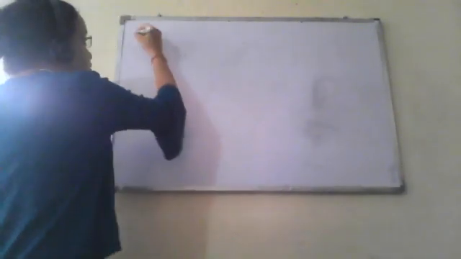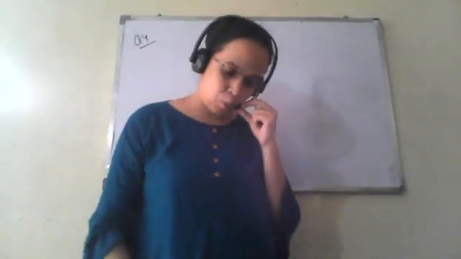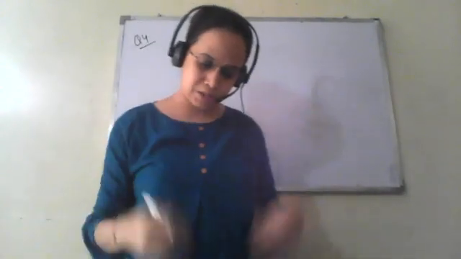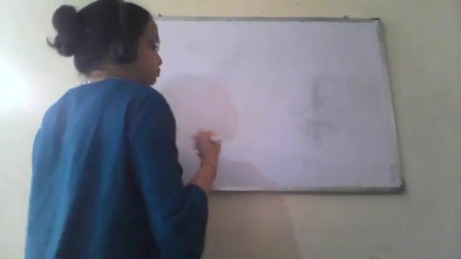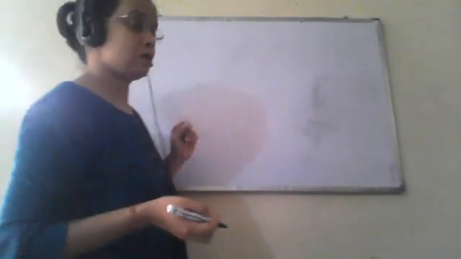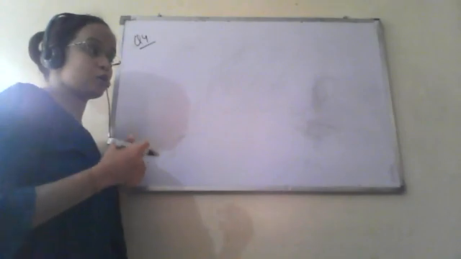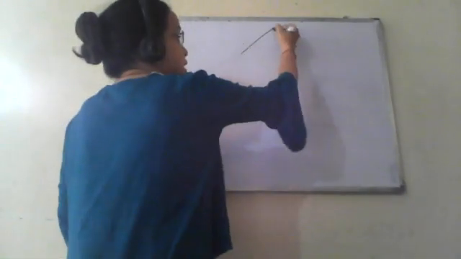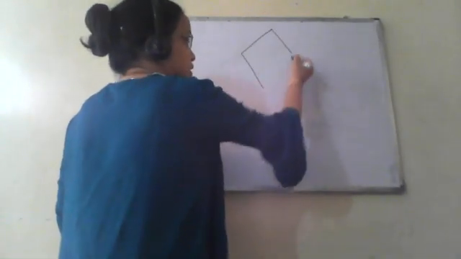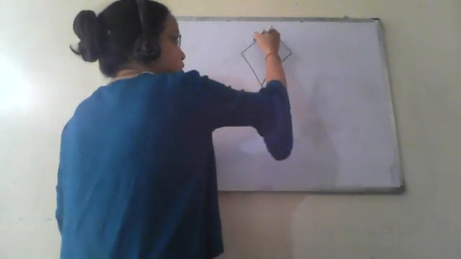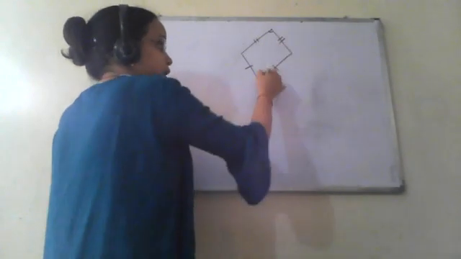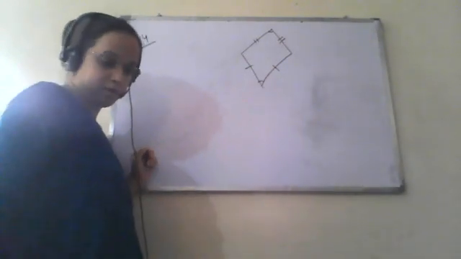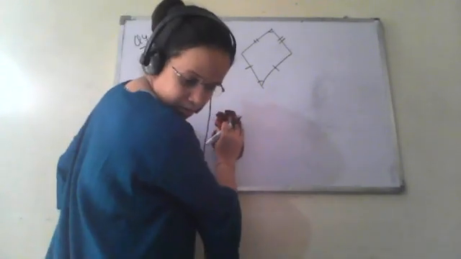Now question number 4. Draw a rough sketch of a quadrilateral that is not a parallelogram but has exactly two opposite angles of equal measure. A quadrilateral which is not a parallelogram and whose pair of opposite angles are equal is an example of a kite. In this, consecutive sides are equal, and opposite angles are equal. So it is an example of a kite. It is also not a parallelogram.